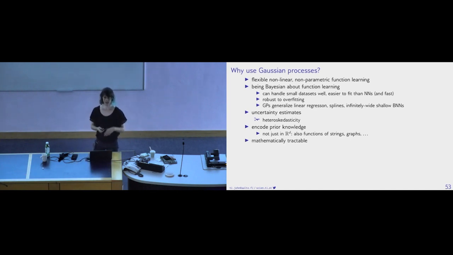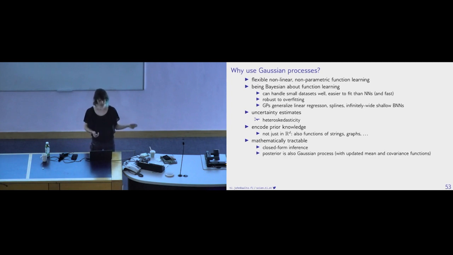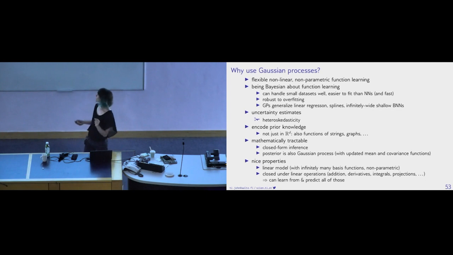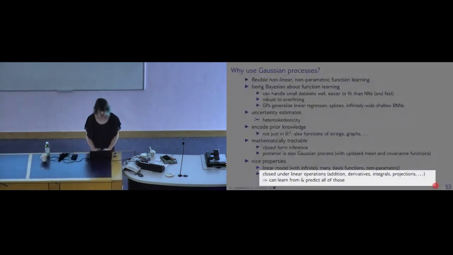Gaussian processes are mathematically tractable, so you can actually do things with them, rather than with even more complex models where we can't do anything. So we get closed form inference, and the posterior is also a GP, and they have nice properties. I probably put too many things on this slide. Yes, the last one I wanted to highlight. Let's do it this way.